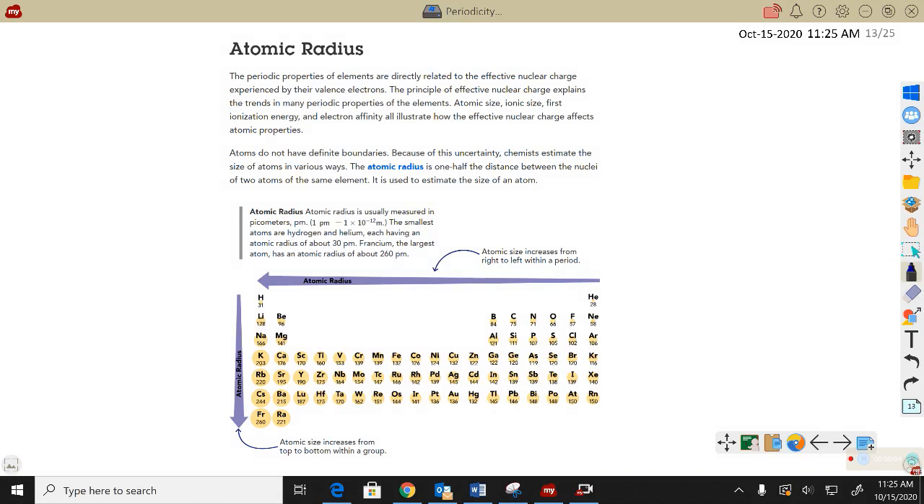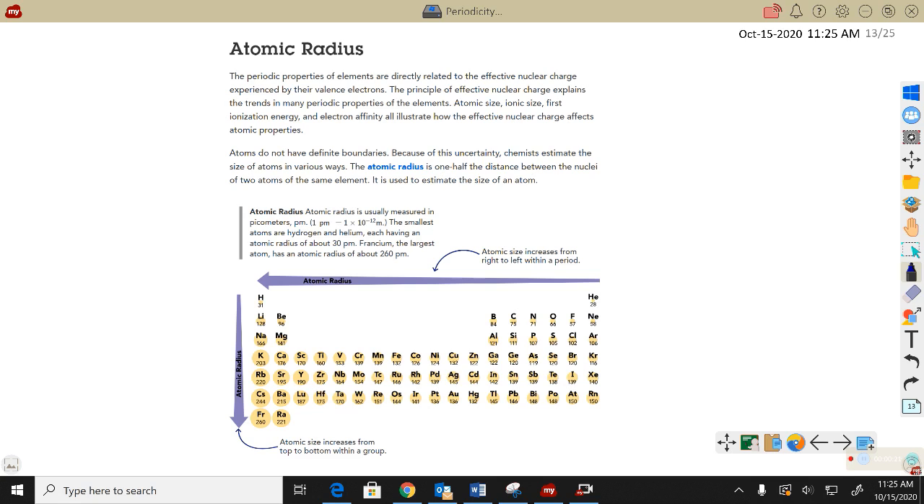It's time to start looking at some other trends on the periodic table. So we know where the metals and nonmetals and metalloids are, and we know some of the typical properties of a metal or a nonmetal. But the one property that I'm really concerned with is reactivity.